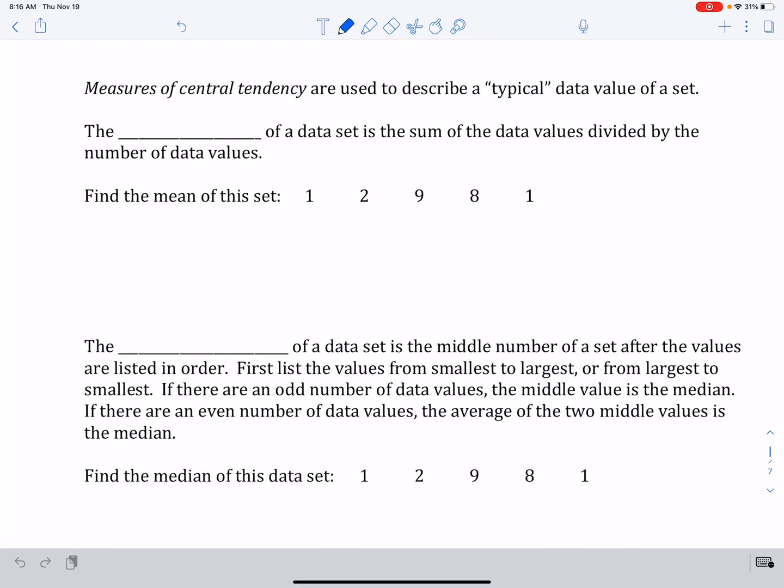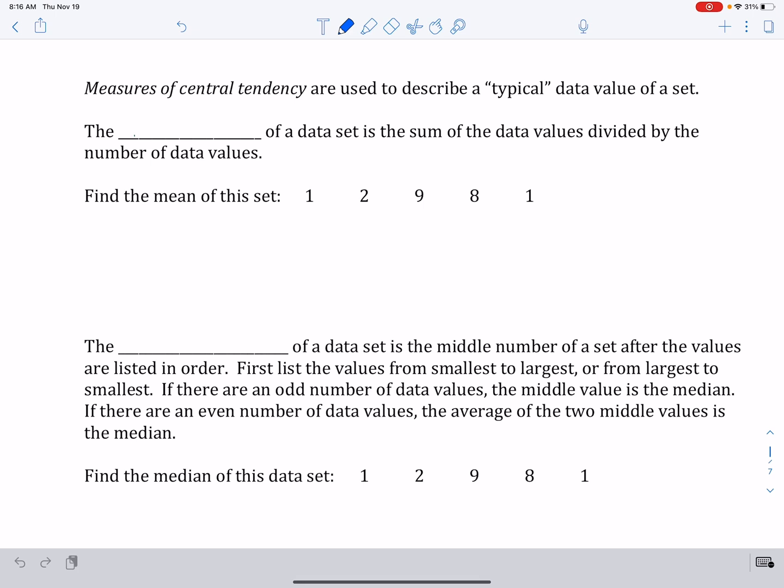One of my main goals for this chapter is to make sure that you understand the meaning of certain terms you hear people use when they're talking about numerical data. And the first term we're going to use is what's called measures of center or measures of central tendency. When people talk about those, they're talking about numbers that are used to describe a typical data value of a set. And there's three that are commonly used.